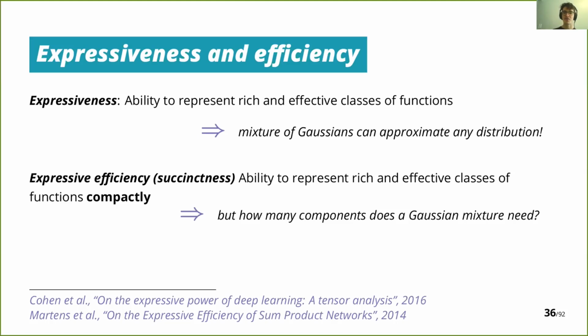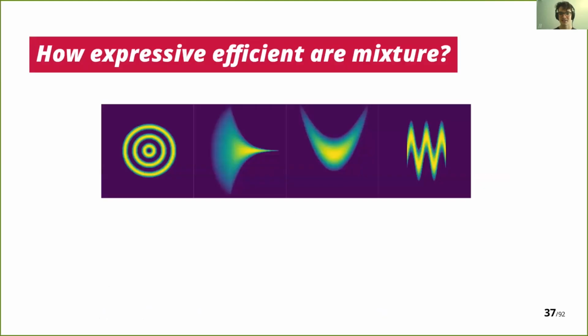On Thursday, Eugene is going to define this properly. I'm just keeping this high level, but to provide you an intuition of why simple, shallow mixture models are not that expressive efficient, I'm going to show you this cartoon. We have here four kinds of simple 2D densities: the multiple ring density, the funnel density, the banana density, and the sine density. How many Gaussians do we need to approximate these densities well?